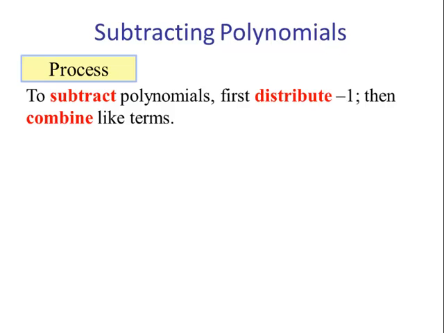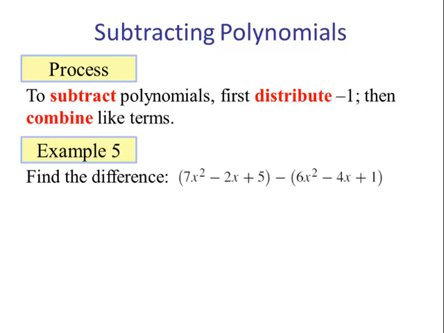Subtracting polynomials. The process: to subtract polynomials, first distribute negative 1, then combine like terms. Example 5. Find the difference. This polynomial subtract this polynomial.